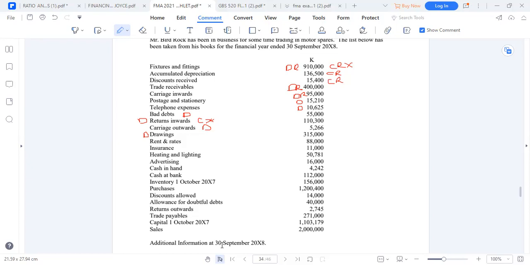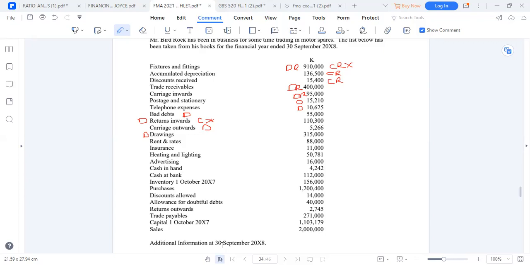So you decide to get a bread for personal use. That is called a drawing. So these drawings will reduce your capital, so we debit them. They are like an expense. They reduce your revenue.